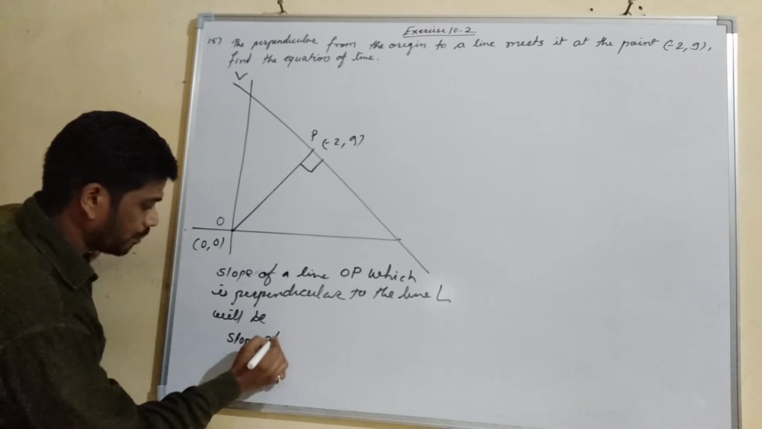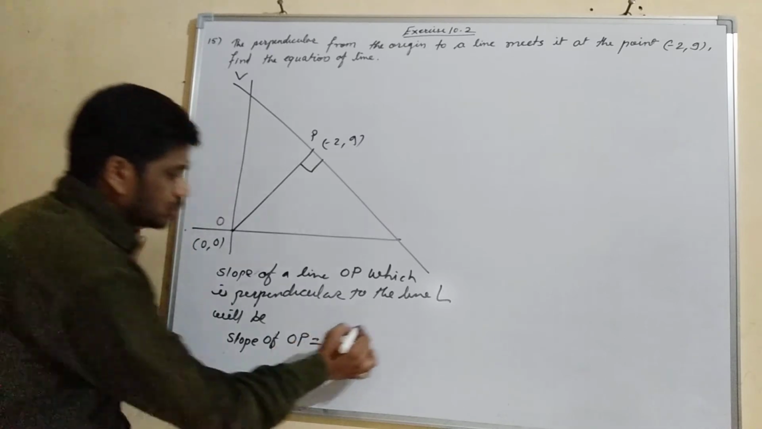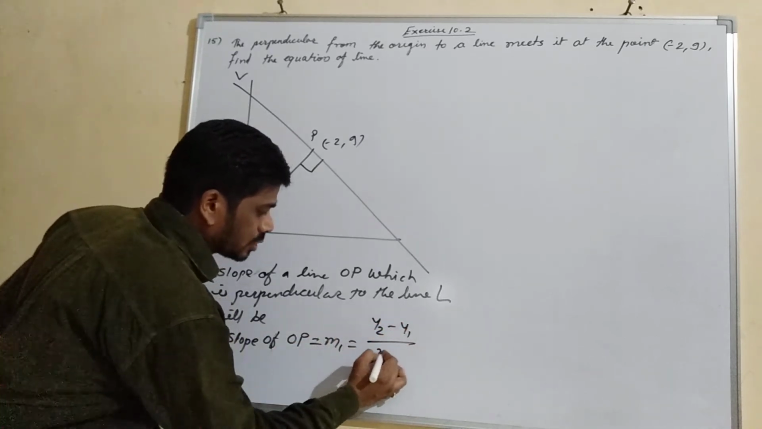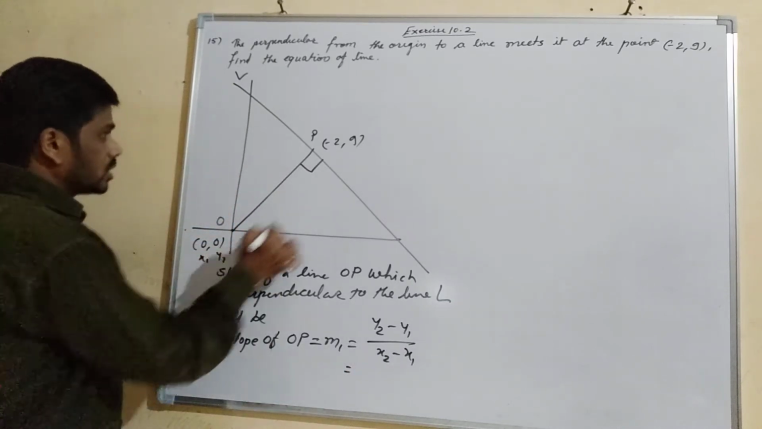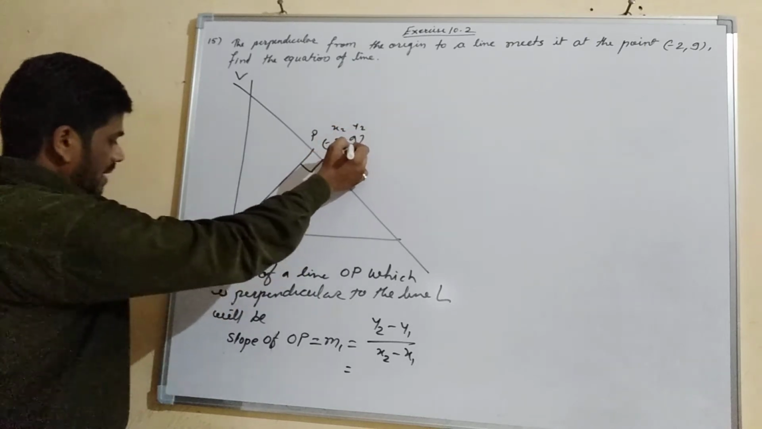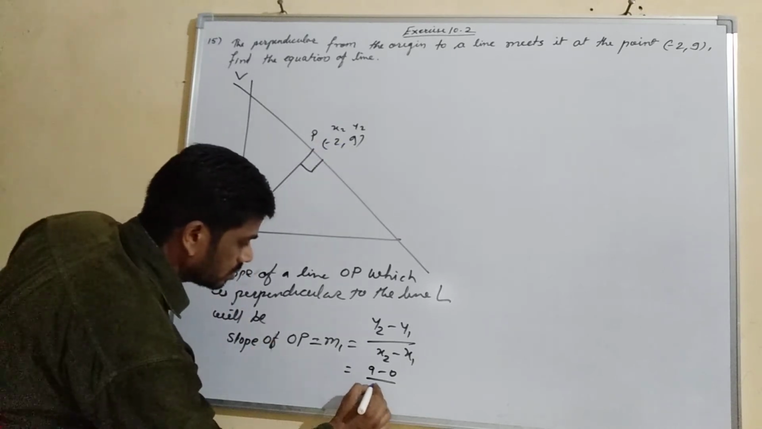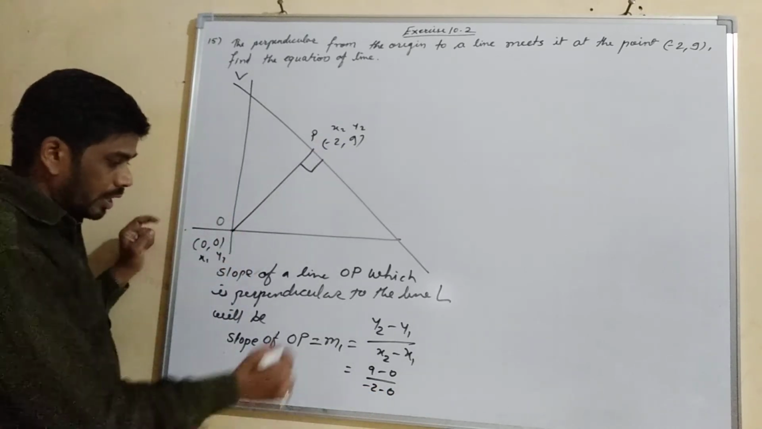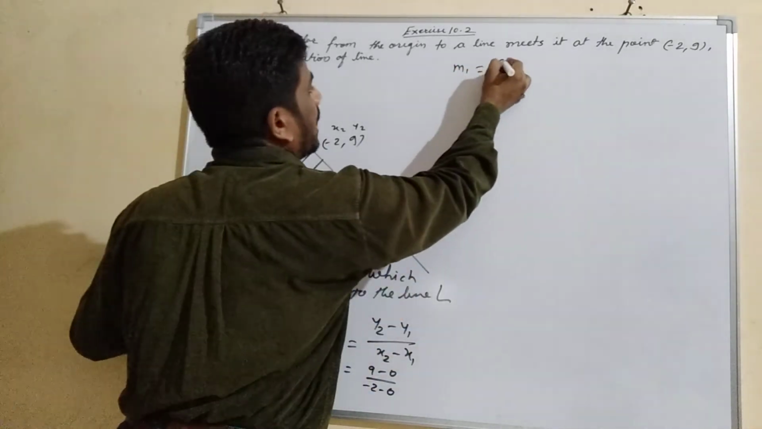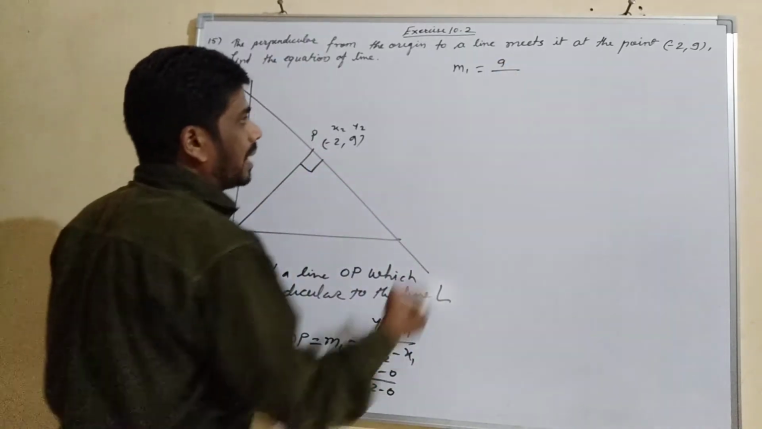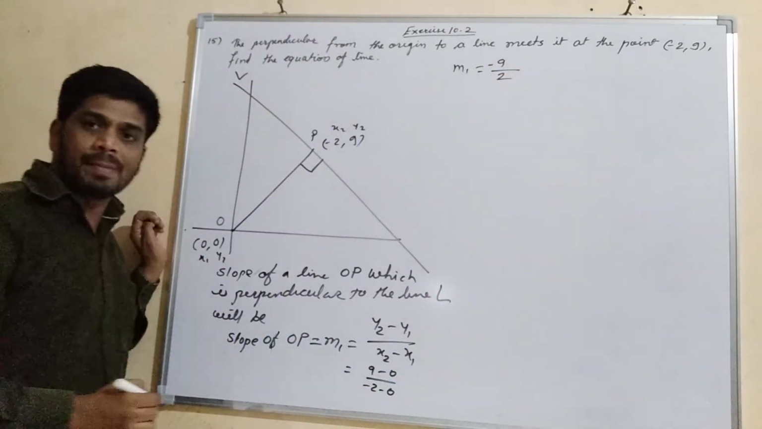Slope of OP will be equal to m1, which is (y2 minus y1) upon (x2 minus x1). Suppose this is (x1, y1), this is (x2, y2), so y2 minus y1 will be 9 minus 0, upon x2 minus x1, which means -2 minus 0. Okay, so m1 will be 9 upon -2, which means we got -9 by 2. m1 will be -9 by 2.